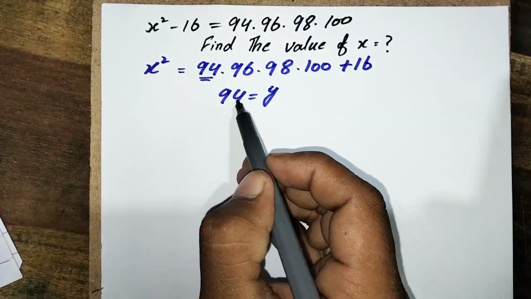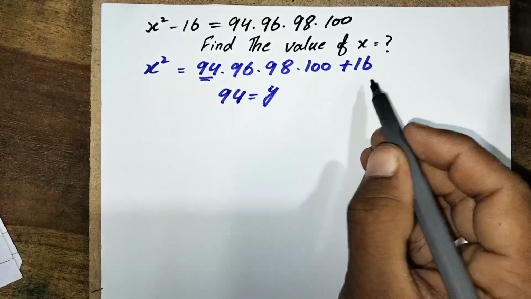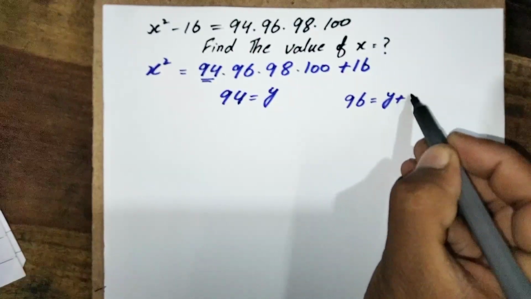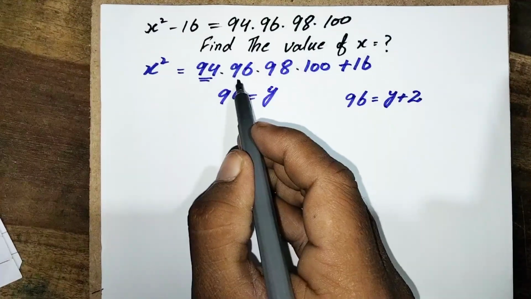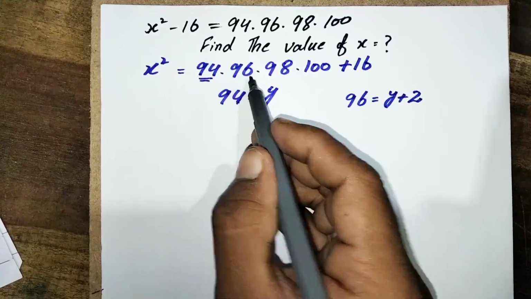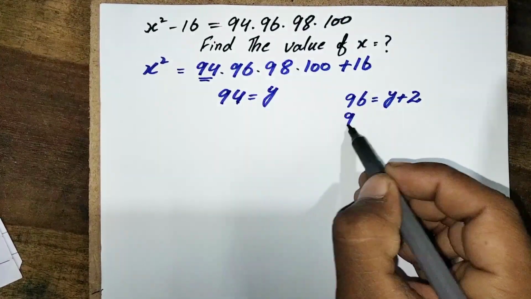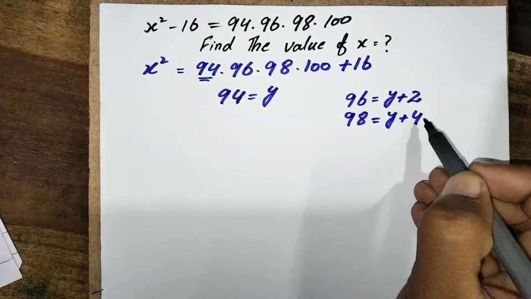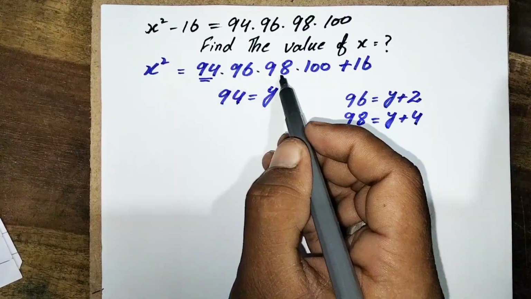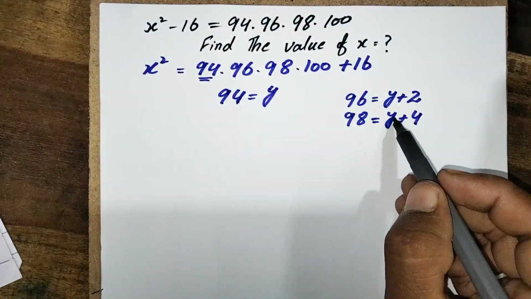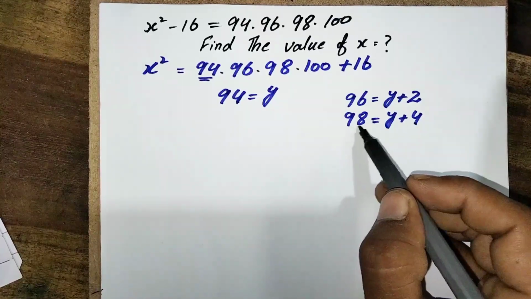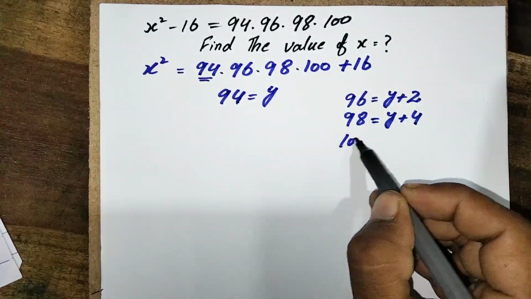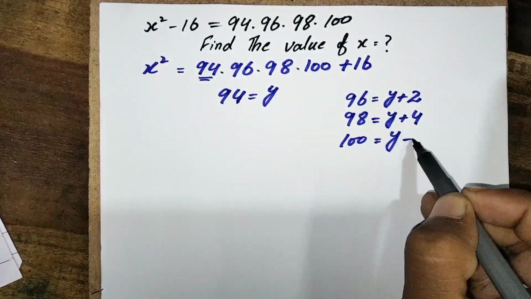If this 94 is equal to y, then we make this 96 equal to y plus 2, because the difference between 94 and 96 is 2. Now we write this 98 is equal to y plus 4, because the difference between 94 and 98 is 4. We add 4 to y to become 98, and the difference between 94 and 100, we take this 100 as y plus 6.